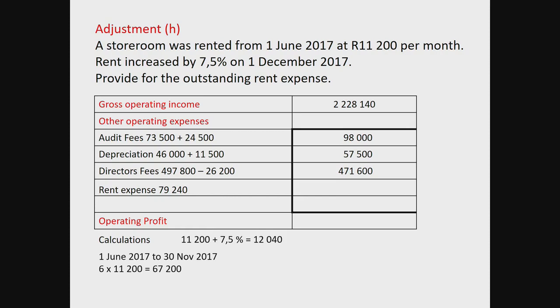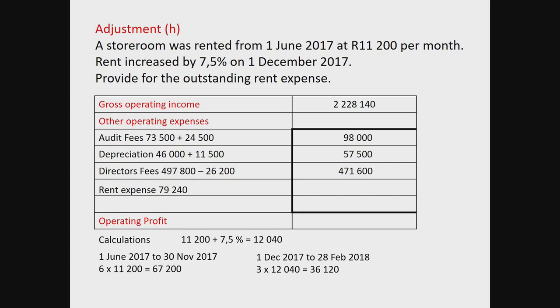So for the first 6 months that I'm renting the place out, I'll be earning 67,200. Then from December onwards till February, which gives me 3 months, my rent will be 12,040. Can you see that the 6 and the 3 gives me the 9 months which I've been renting the place out, but I haven't received all of that money.